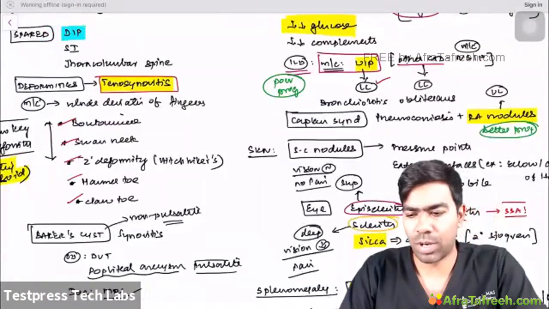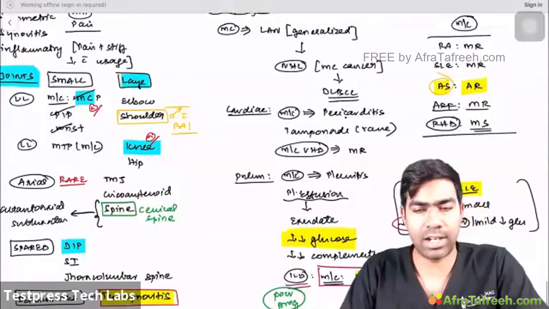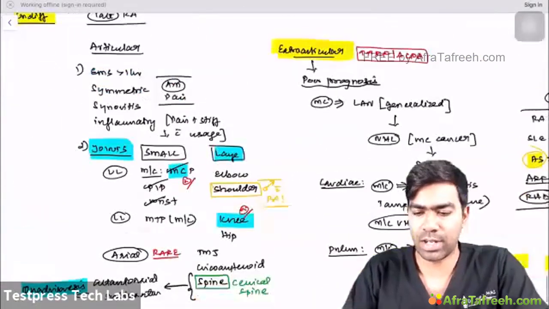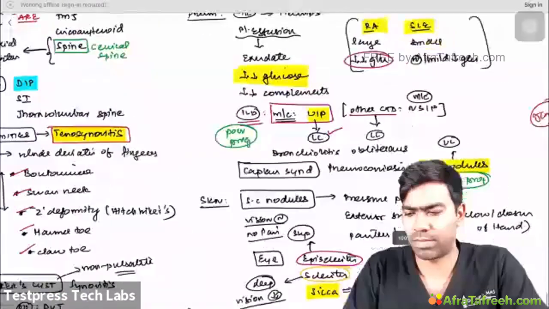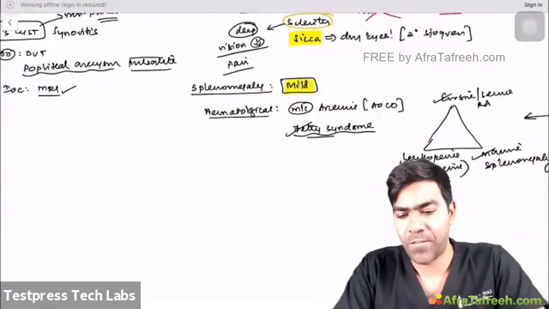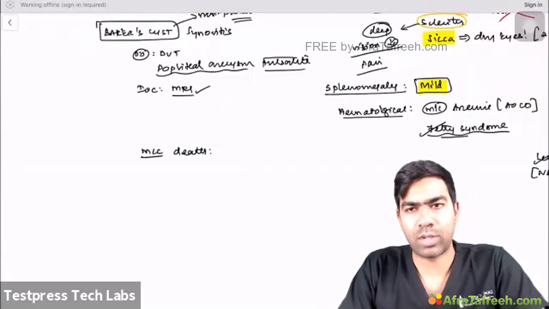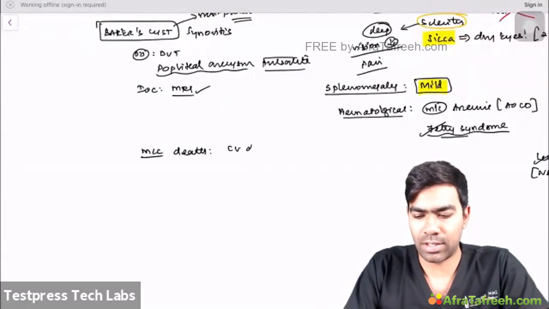As I told you, the most common cancer is NHL, and in NHL, it's usually DLBCL. I think this is more than enough. We have discussed enough about the extra-articular manifestations as well. Now it's time to tell the most common cause of death. What's going to be the most common cause of death in rheumatoid arthritis? It's quite simple. It's going to be cardiovascular death. They're going to cause a lot of vessel damage, vascular damage.